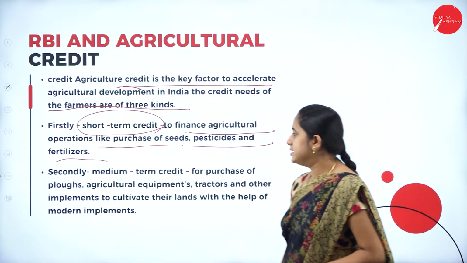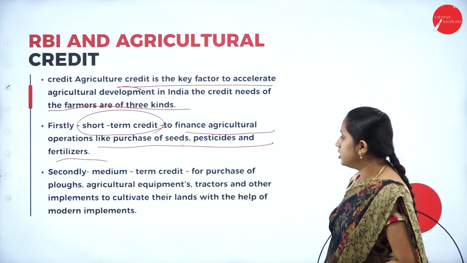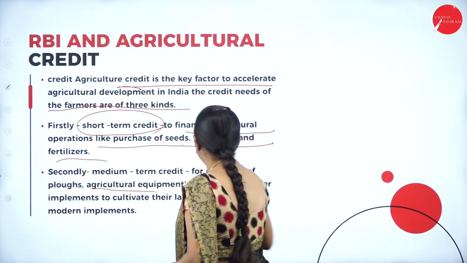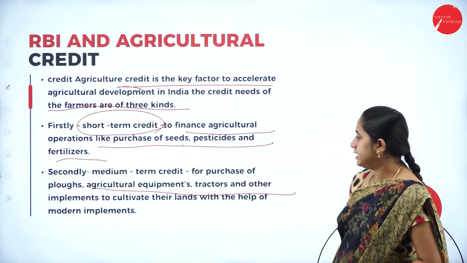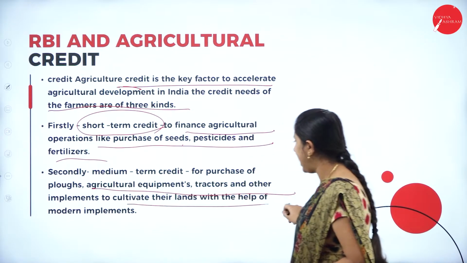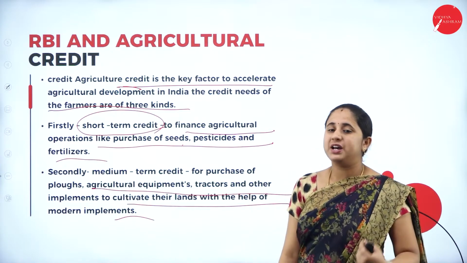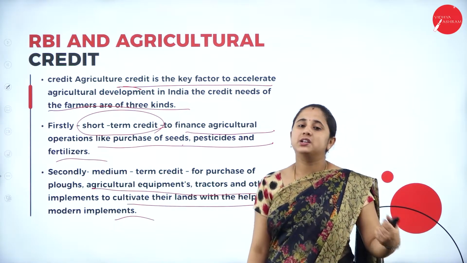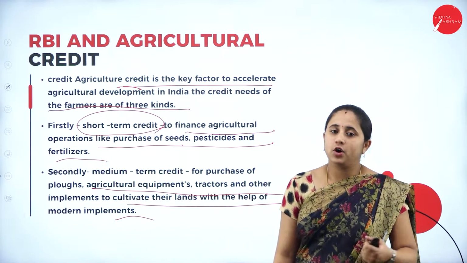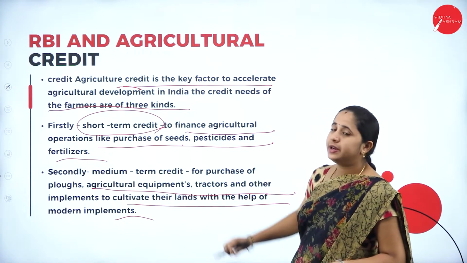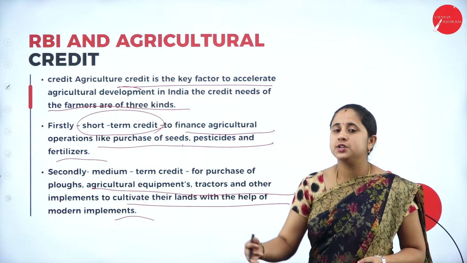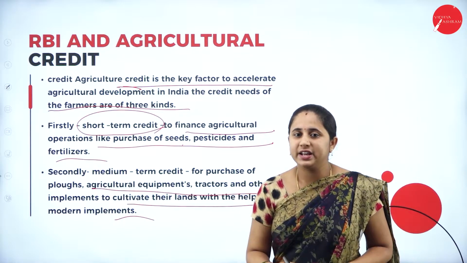Secondly, medium-term credit. In order to purchase agricultural equipment, tractors and other implements to cultivate their lands with the help of modern implements, it requires medium-term credit or medium-term loans. So, RBI has to ensure all these points in order to contribute to the agricultural sector.